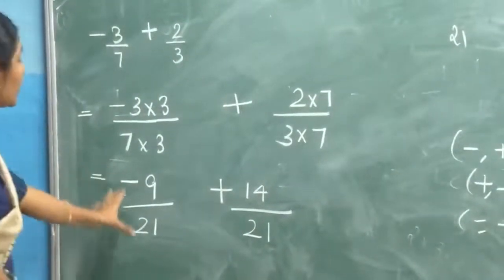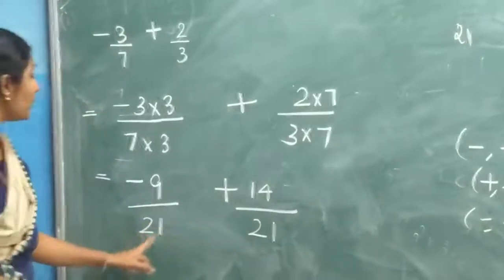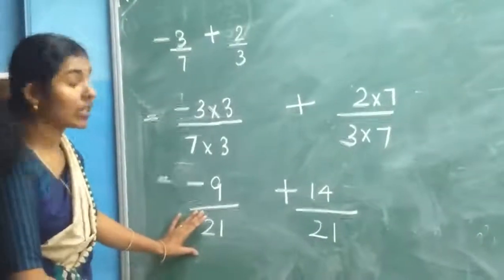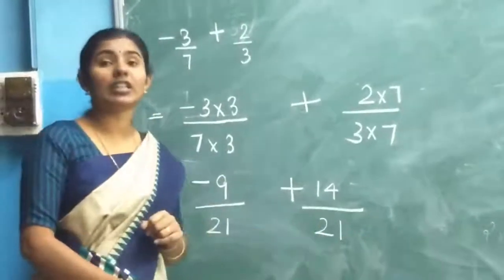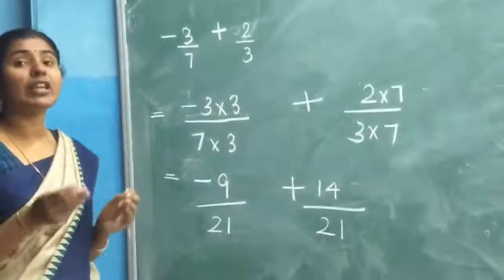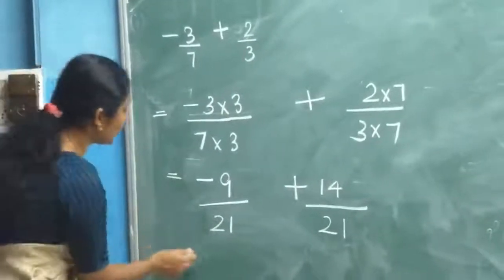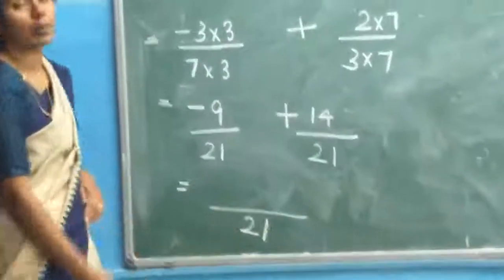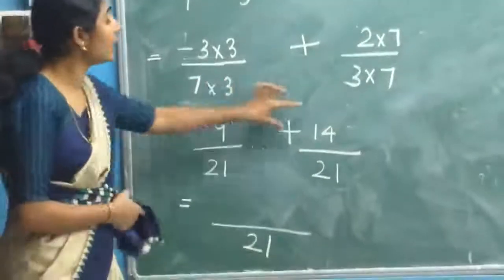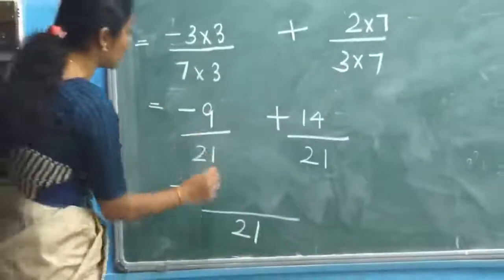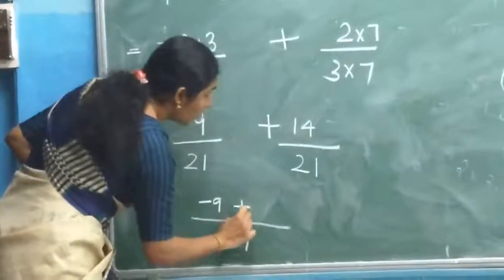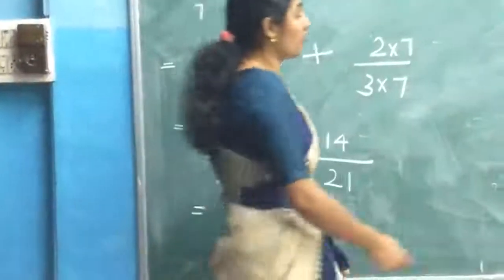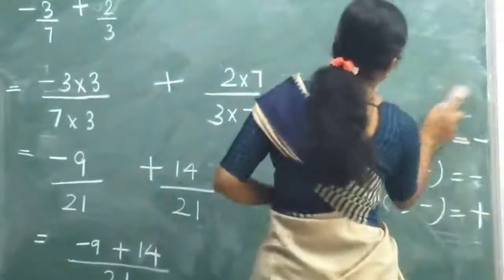Now you see these two rational numbers both have the same denominator. So that time you should apply rule 1. When you are given the same denominator, what you should do? Take the denominator common and add the numerators. Which are the numerators? Minus 9 plus 14. Now we see addition rules you should apply here.